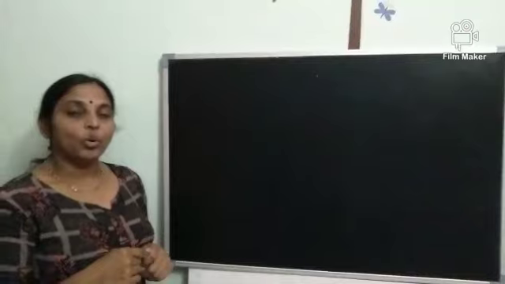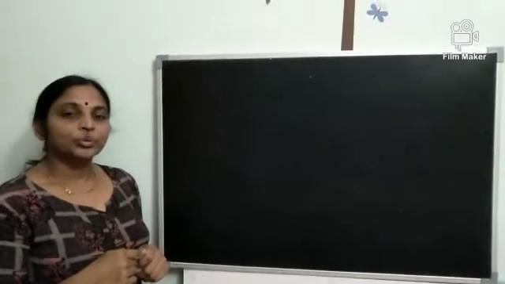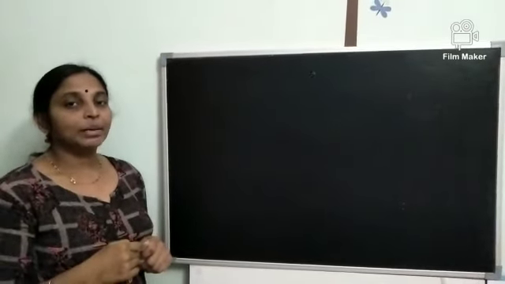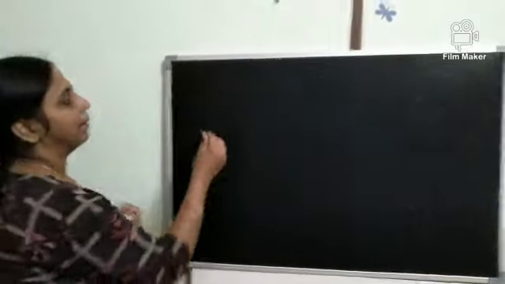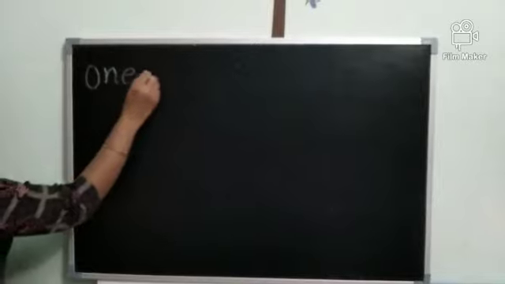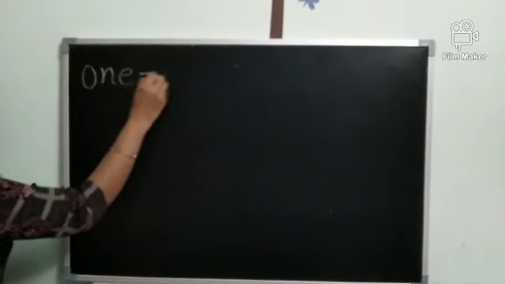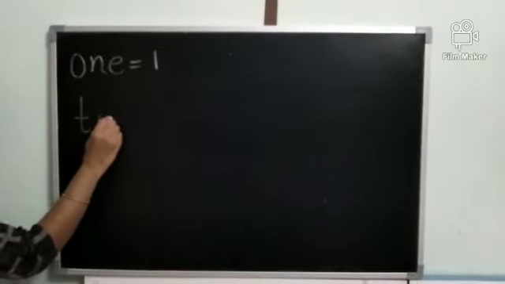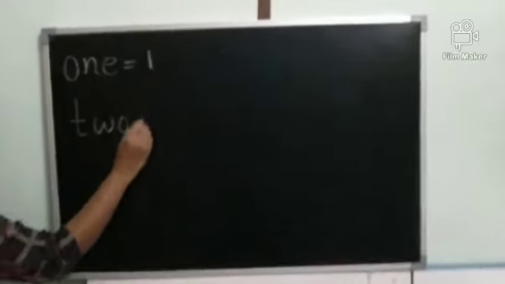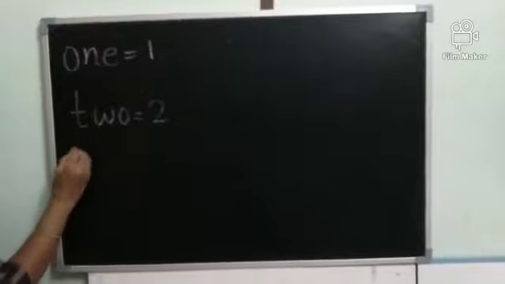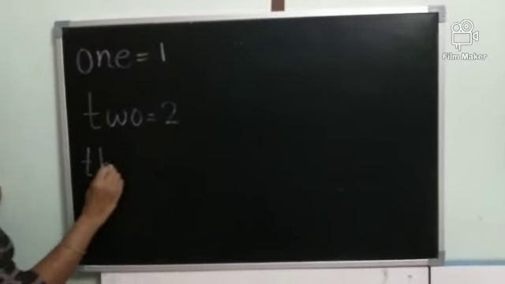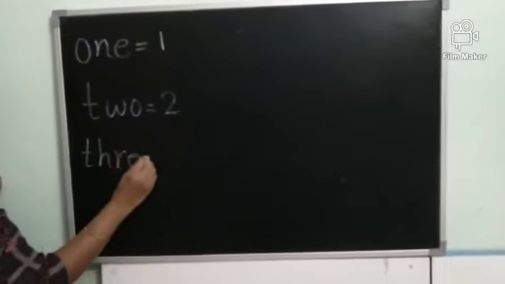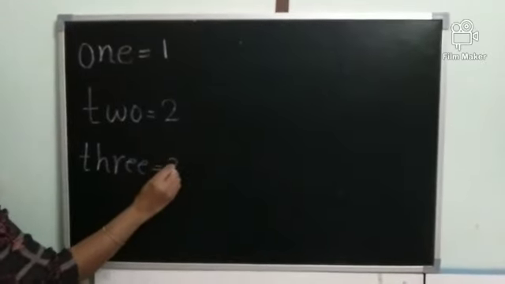Let's revise numbers 1 to 10 with their names. One, O-N-E, 1. Two, T-W-O, 2. Three, T-H-R-E-E, 3.